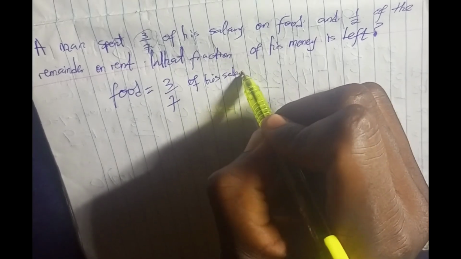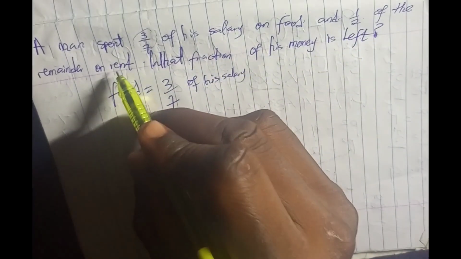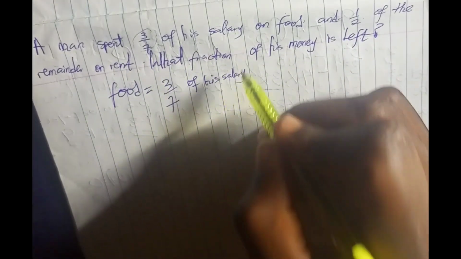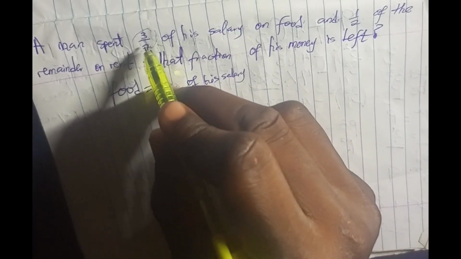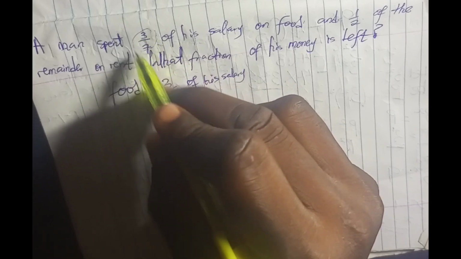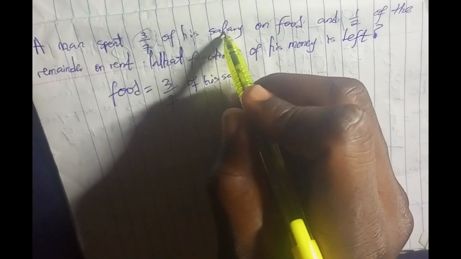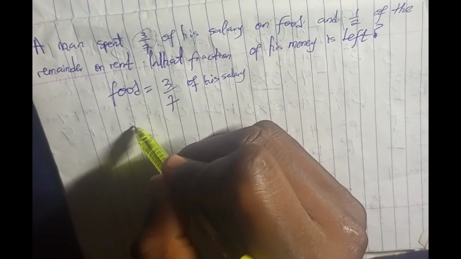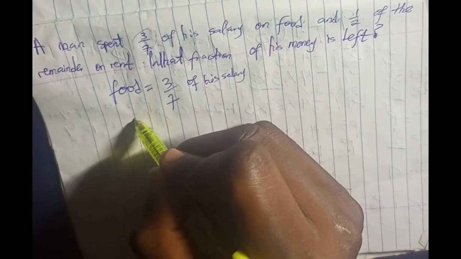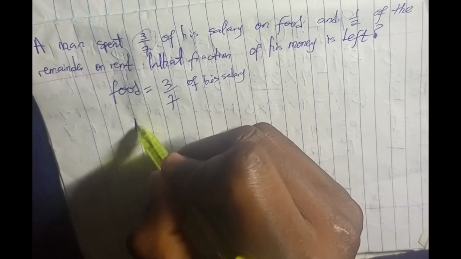Does it make sense? Now again, 1 over 2 of the remainder on rent. What is 1 over 2 of the remainder? After spending 3 over 7, a fraction of it remained, right? Now I told you something: in mathematics, when they are giving you something about a particular thing, let's say this salary in question, in terms of fraction, the salary will be considered to be what? A whole, 1.